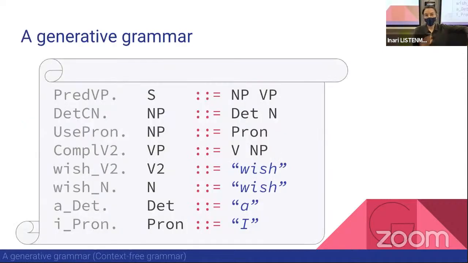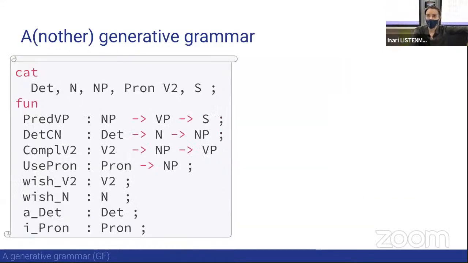So let's start with the generative grammar. I hope that by now you've seen plenty of things like this. This is not GF, this is a context-free grammar, but it's a context-free grammar with labeled productions, and in a GF grammar it would correspond to the names of the functions, like here.